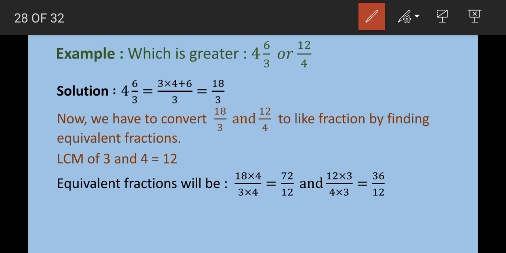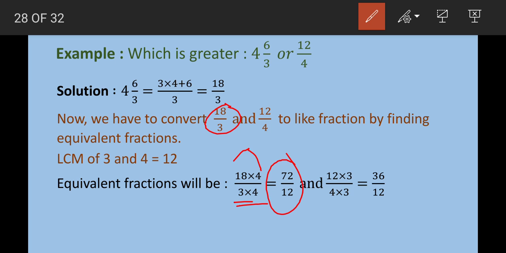Okay, so in the first one, that is in 18 by 3, 3 times 4 is 12. We have multiplied by 4 in the denominator, so we have to multiply by 4 in the numerator also. 18 times 4 is 72 by 12. So it becomes 72 by 12.